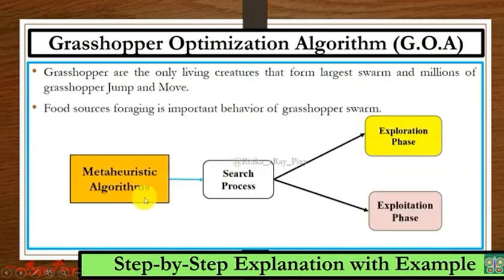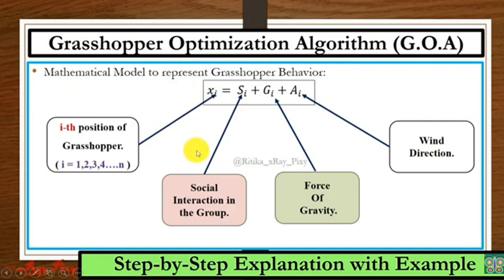In the metaheuristic algorithm, the search process is divided into two phases: exploration phase and exploitation phase. This is the mathematical model that we can use to represent the grasshopper behavior. Here Xi, you can see i means the ith position of the grasshopper. The value for i is 1 to n. This n is the population size, and Si represents the social interaction in the group, and this is the force of gravity, and here this is the wind direction.